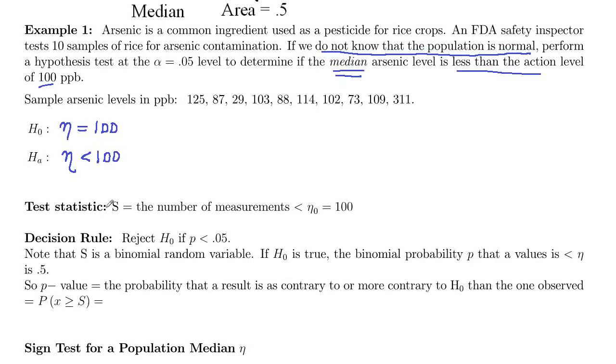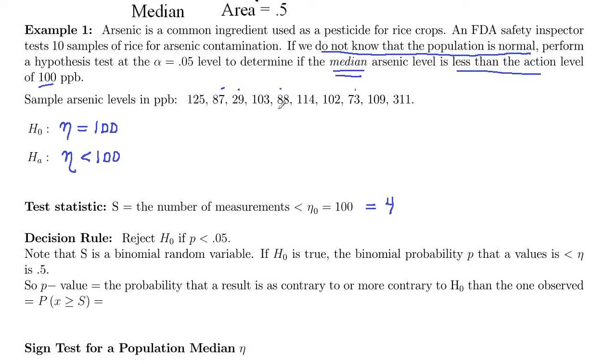Our test statistic we're going to denote with the variable S, and that's going to be the number of measurements in the sample that are less than eta 0, which is our 100. So we just count how many we've got here. 1, 2, 3, 4. 4 values here are less than 100. So this number is equal to 4 for our example. And then our decision rule for the Sign test, we're going to reject H0 if the p-value is less than 0.05.